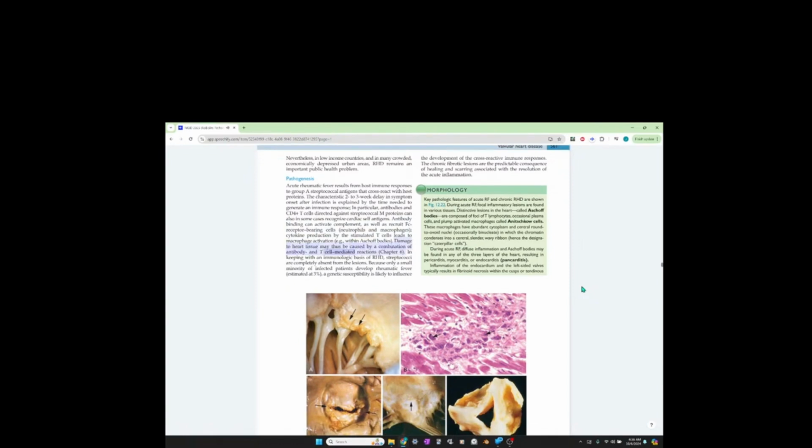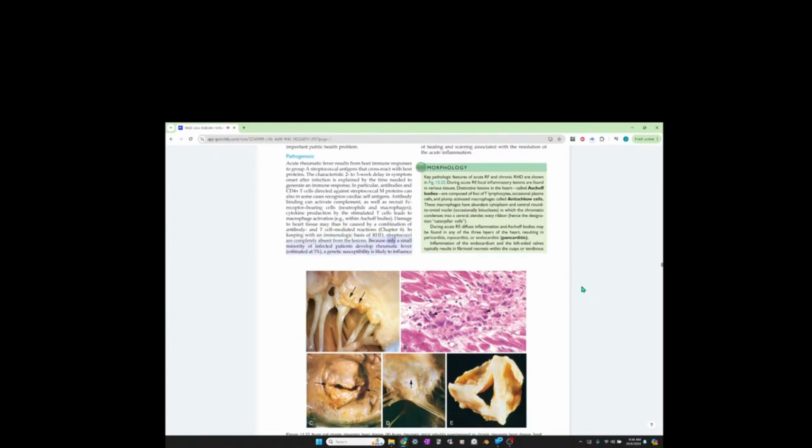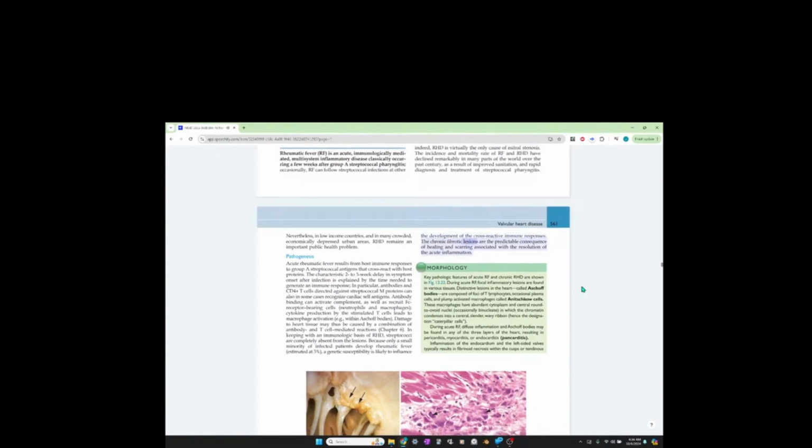In keeping with an immunologic basis of RHD, streptococci are completely absent from the lesions. Because only a small minority of infected patients develop rheumatic fever, genetic susceptibility is likely to influence the development of the cross-reactive immune responses. The chronic fibrotic lesions are the predictable consequence of healing and scarring associated with the resolution of the acute inflammation.